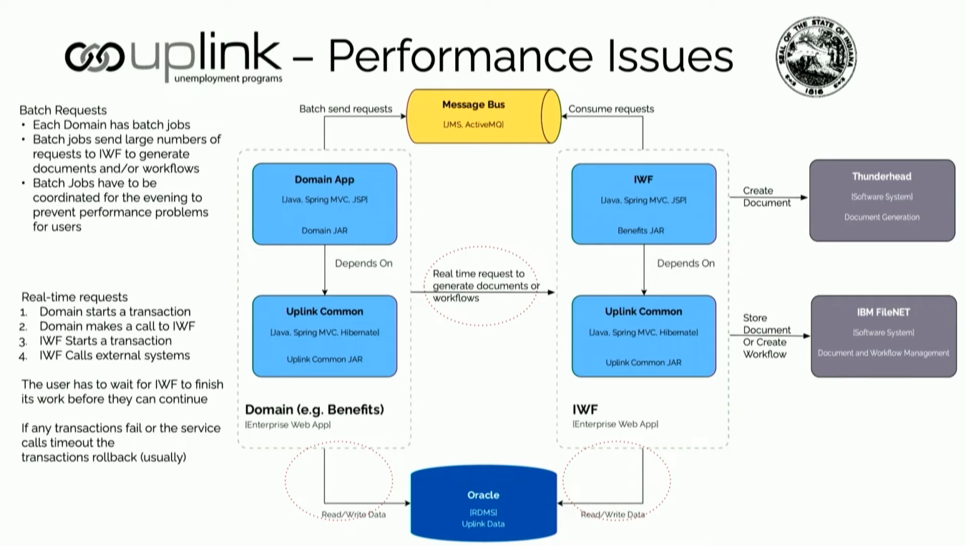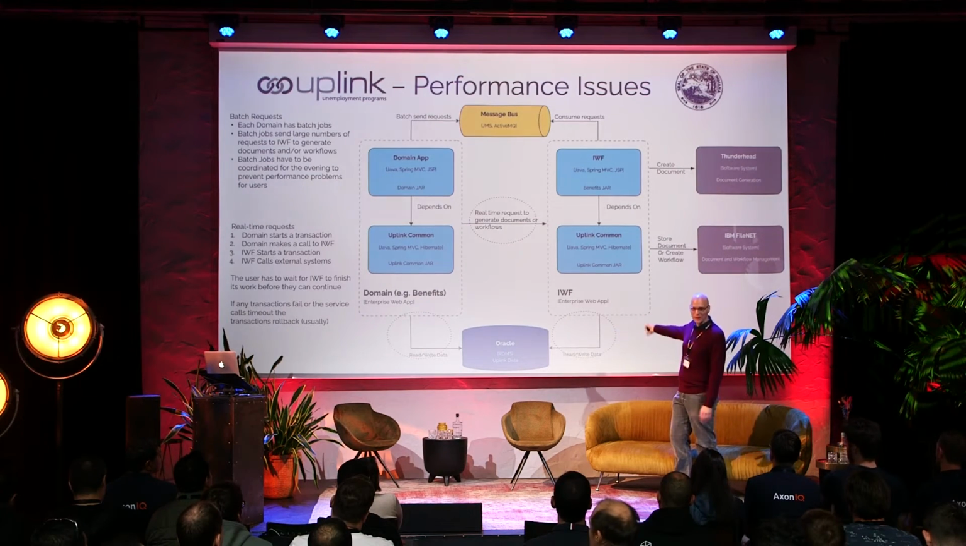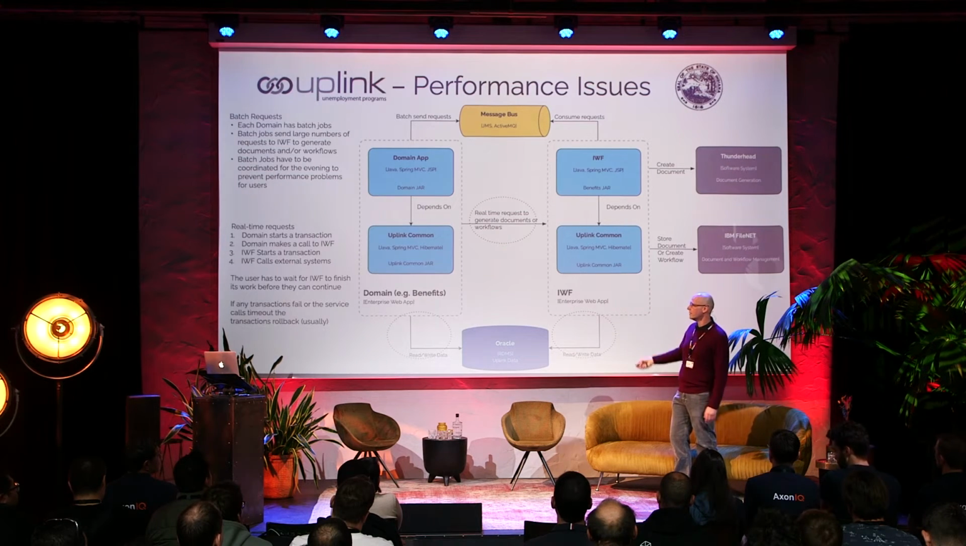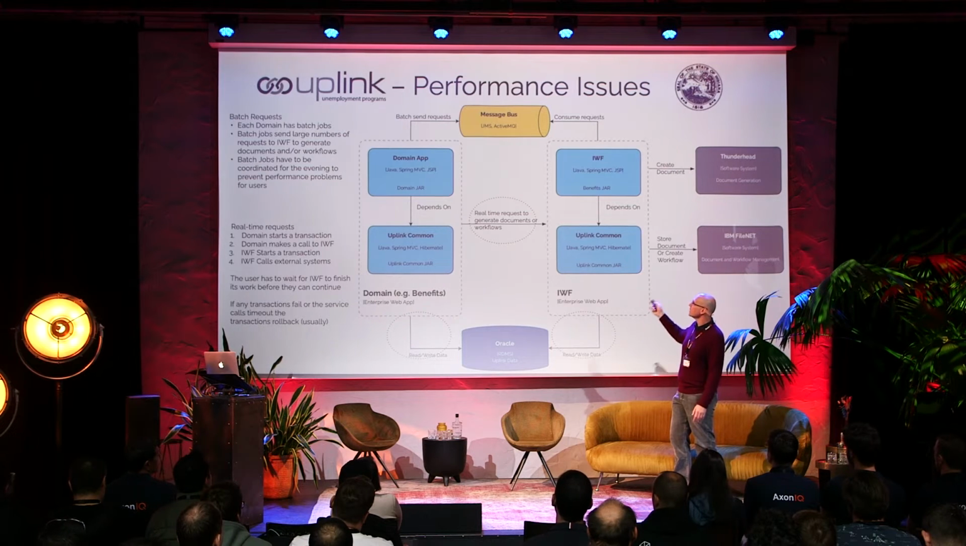And because everything's transactional, you end up with the domain starting transactions on the database. They make calls. IWF starts transactions on the database at the same time as trying to do work with FileNet and Thunderhead. And a lot of times, this is one of the reasons we have these DCRs: something goes wrong. It could be an error, it could be whatever. Sometimes the transactions roll back, sometimes they don't. Sometimes you end up with bad data. And so you end up with DCRs. So, okay, that's a problem we have there.